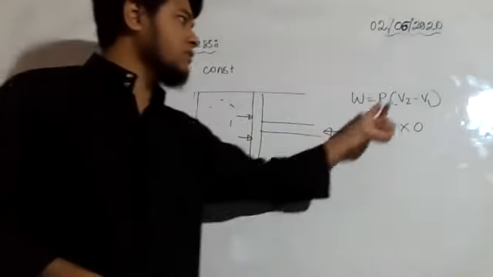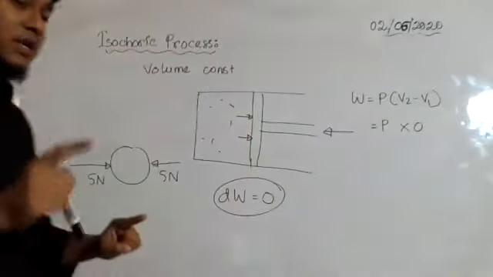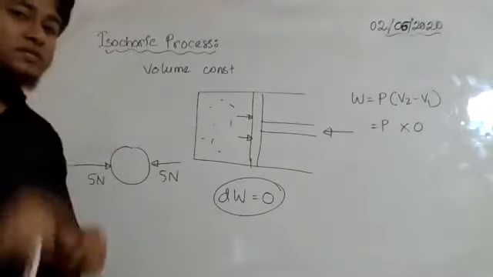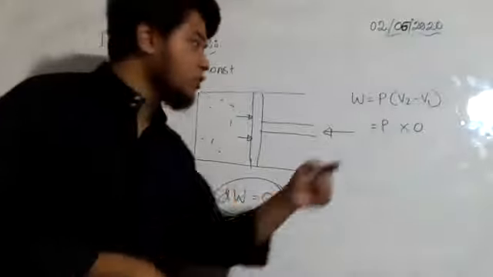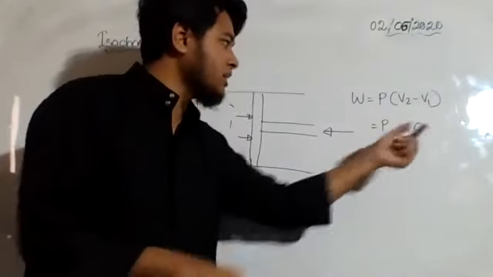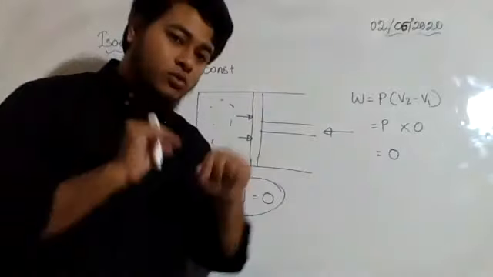Previously the volume was V1, now it is also V1. The volume is constant. I'm saying it repeatedly so that it stays in your mind. The volume is not changing, so the change of volume will be 0. So as a result, P into 0 will give us 0. That means the work done here is going to be 0.